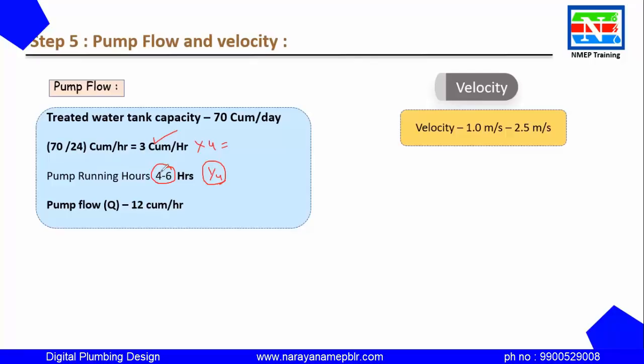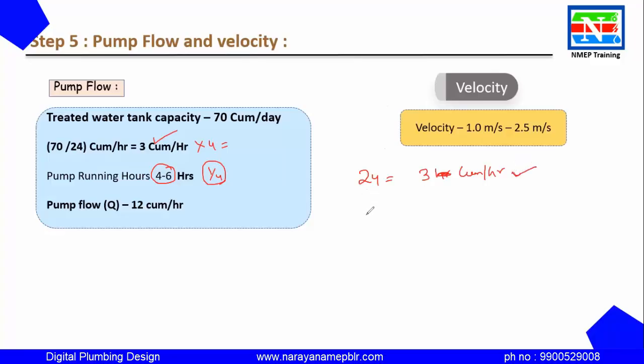Getting my point? Please repeat once more. If you run 24 hours, you want a flow of 3 cubic meter per hour. Here a little mathematical confusion is there. Just don't try to understand in a mathematical way, you'll get confused. If I run this for 24 hours, the flow is 3 cubic meter per hour. Okay, this is the flow.